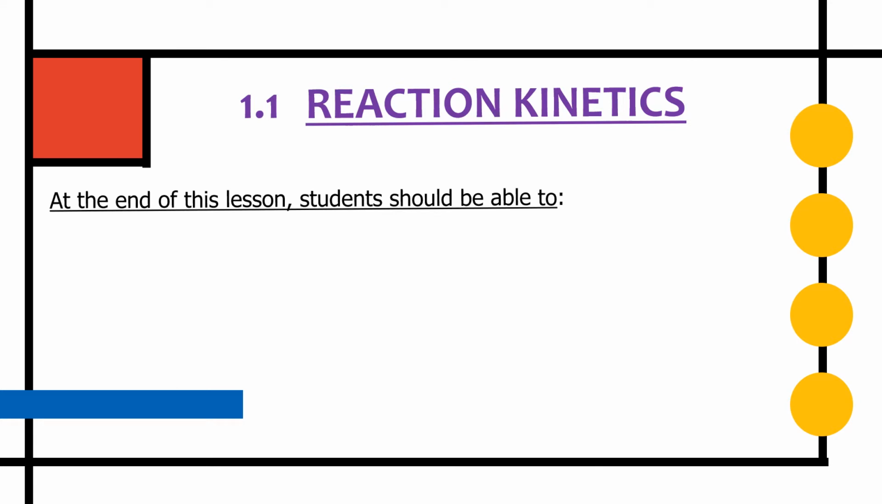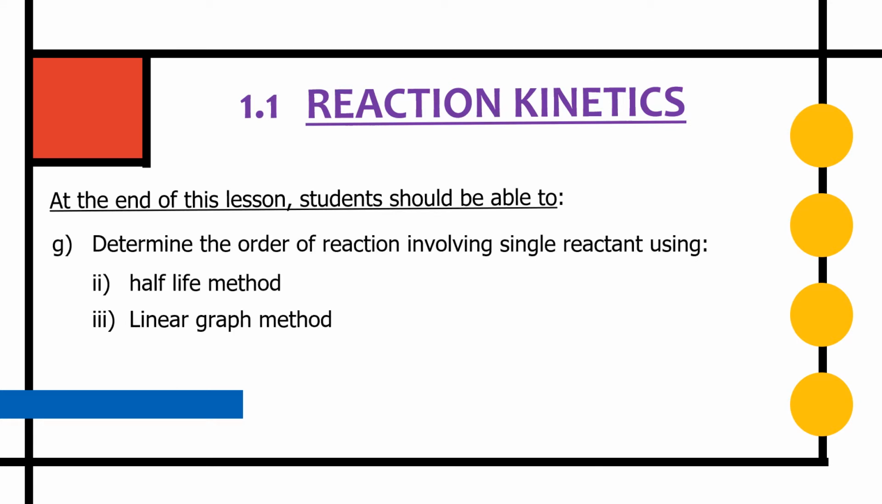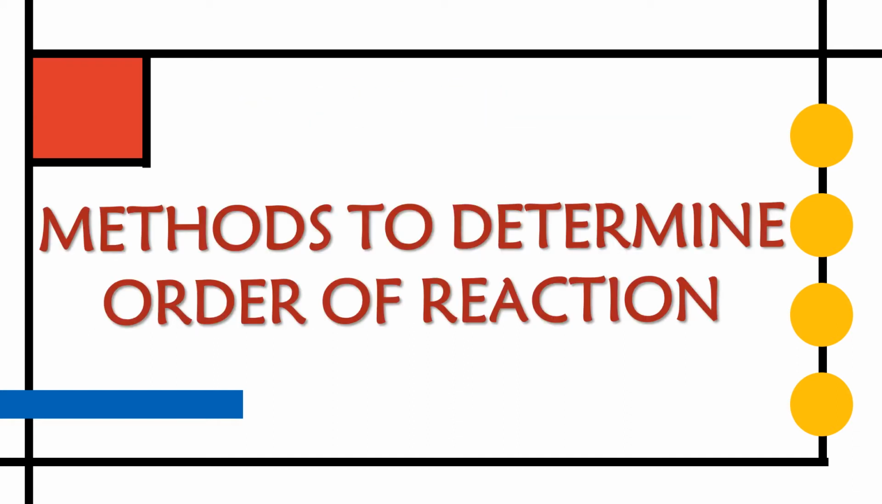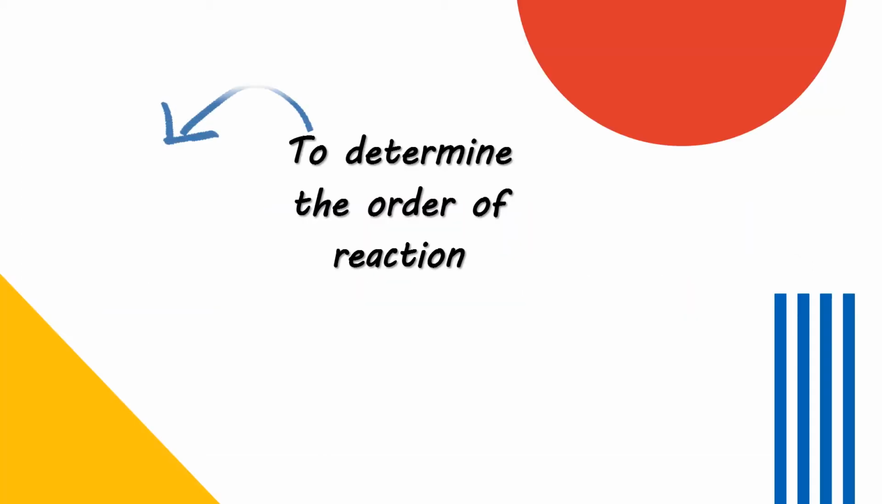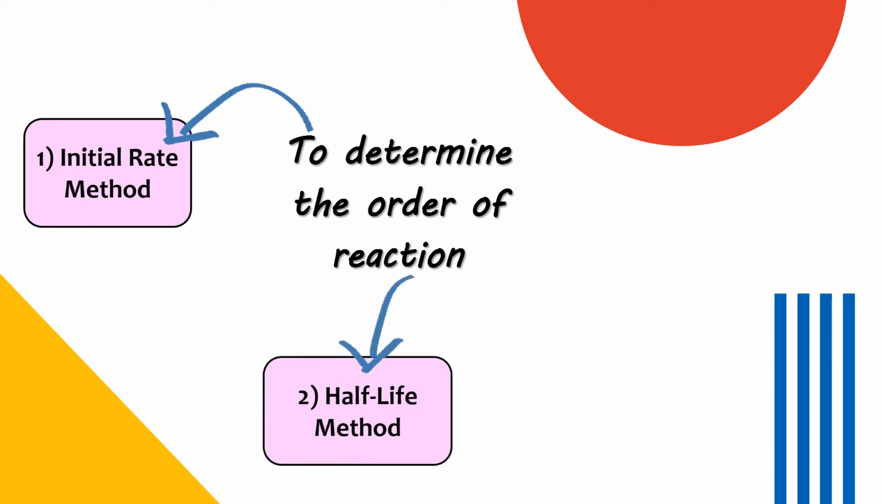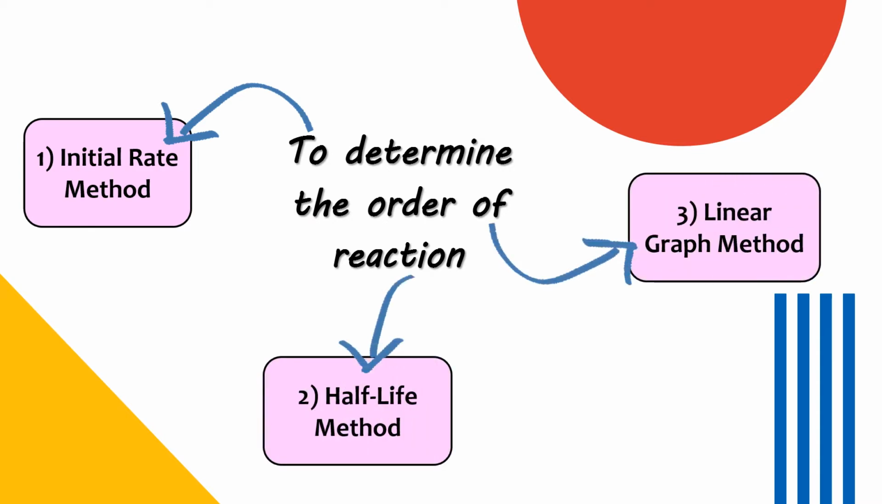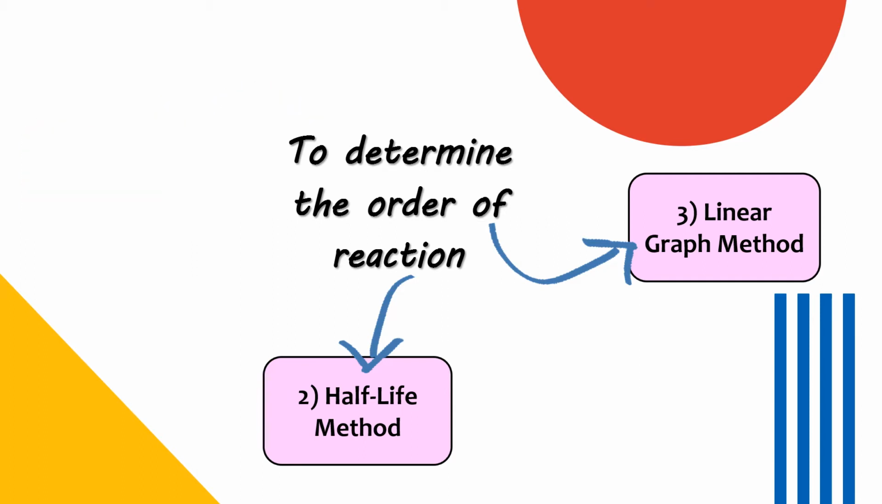At the end of this lesson, you should be able to determine the order of reaction involving a single reactant using the half-life method and also the linear graph method. In the previous video, we already talked about the methods to determine order of reaction. We have three methods: the initial rate method, the half-life method, and the linear graph method. We already discussed the initial rate method, so today we're going to focus on the half-life method and the linear graph method.